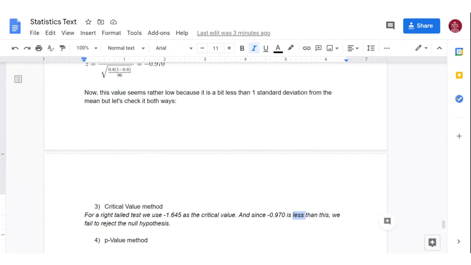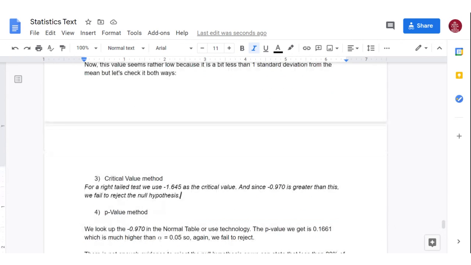I should say greater. So it's greater than that, because you've got to think of it, when it's a left tail test, you're just the opposite. So negative 1.645 is our line in the sand, and negative 0.97 is the value that we're going to find out which side of the line it's on. And it's on the right-hand side. For a left tail test, it needs to be smaller than negative 1.645. So again, we're going to fail to reject.